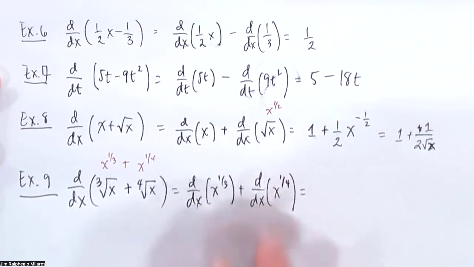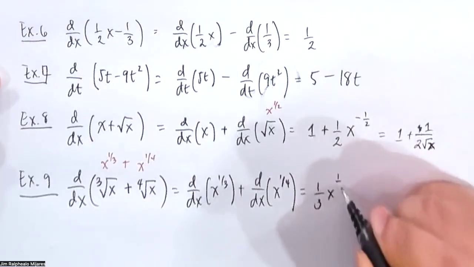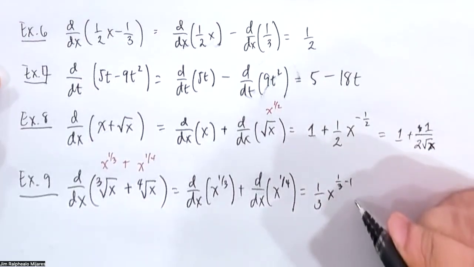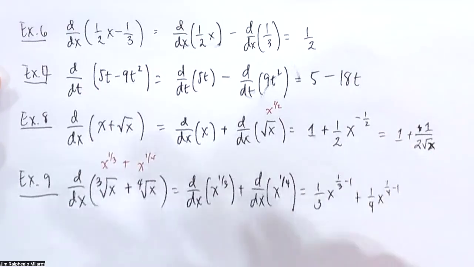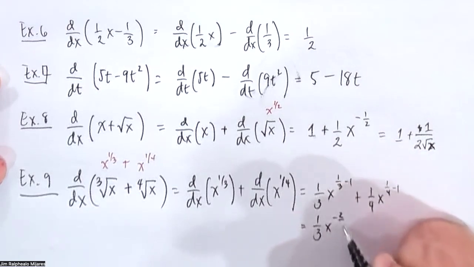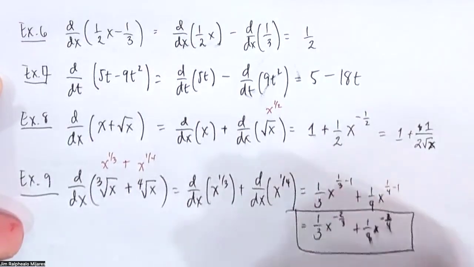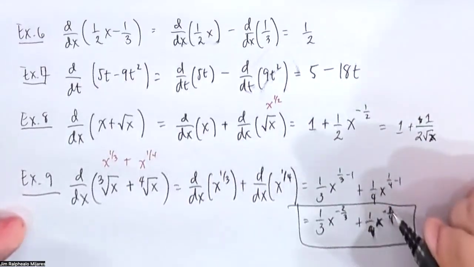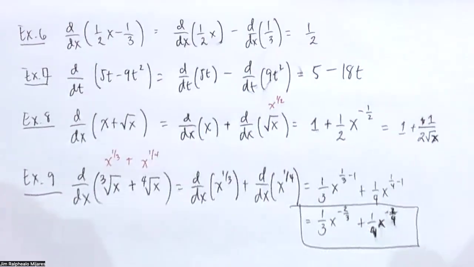Then we find the derivative accordingly using the power rule, so that this is 1/3 x to the 1/3 minus 1 plus 1/4 x to the 1/4 minus 1. Or, if we simplify this, this is 1/3 x to the negative 2/3 plus 1/4 x to the negative 3/4. Okay? Negative 3 over 4, right?